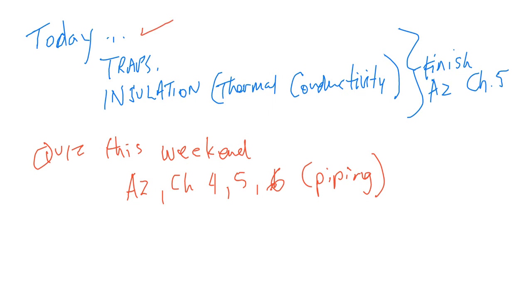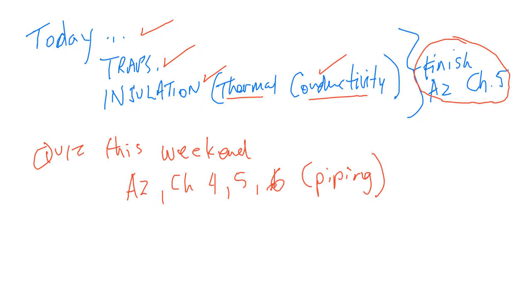Today, we're going to finish off the traps and we're going to finish off insulation. We'll take a little look at thermal conductivity, which is something that we cover under the insulation bit. So basically, once we finish all that, we'll be finished A2 Chapter 5. And then when next we meet, we'll be on A2 Chapter 6.